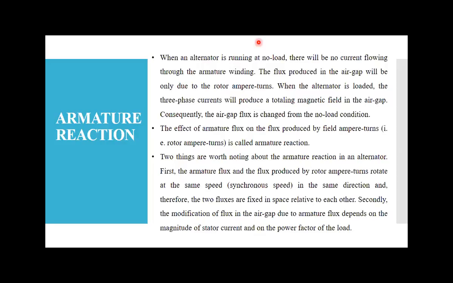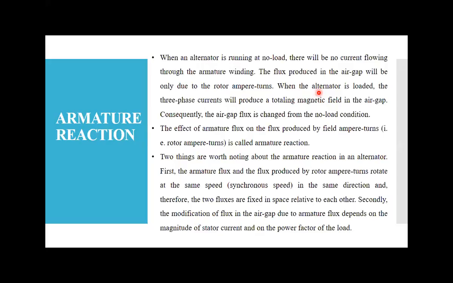But here N is not the speed, N is the number of turns in the armature, and I is the current flowing through those conductors. That's why the unit of MMF is ampere turn, denoted by AT: A for ampere, T for turn. That's why it is written here as rotor ampere turn. It is the field winding which generates the magnetic flux. When we are not loading our armature, we have only one flux, generated by the field winding on the rotor, and that's why it is known as the rotor ampere turn.